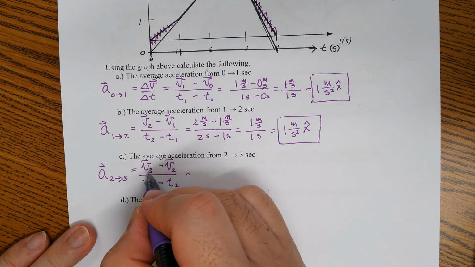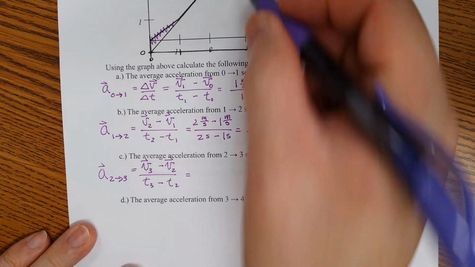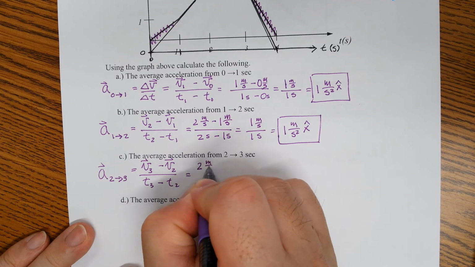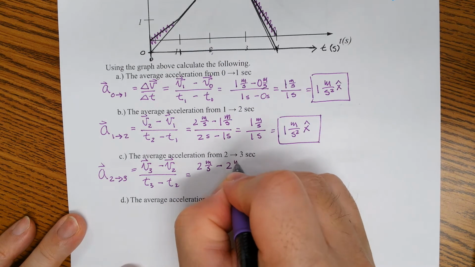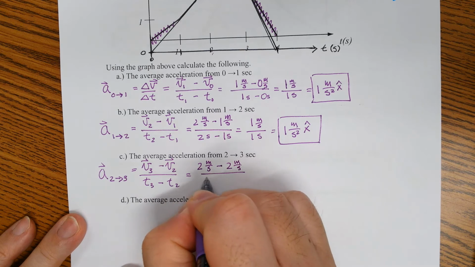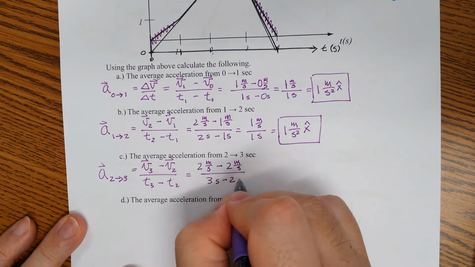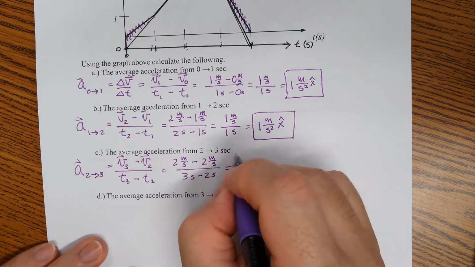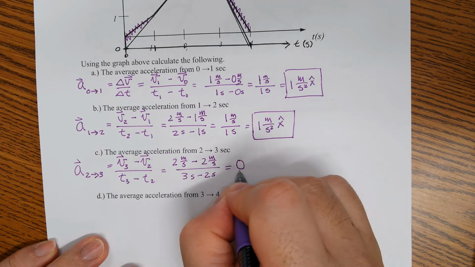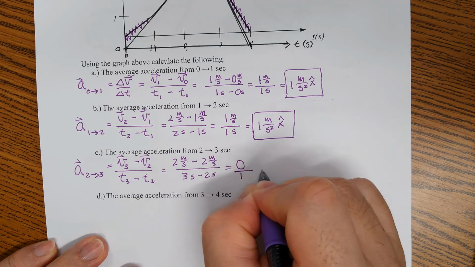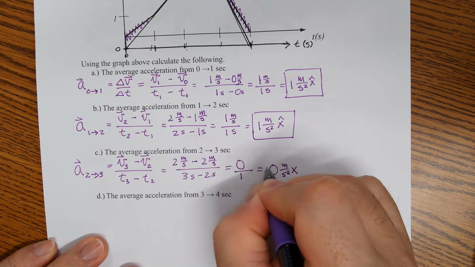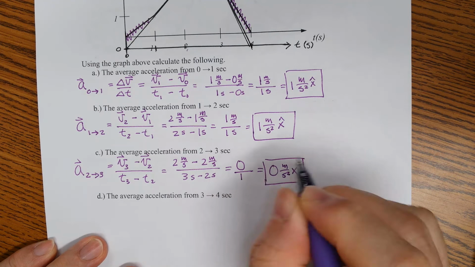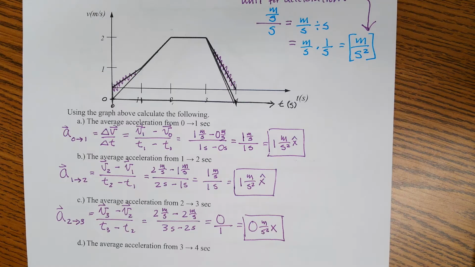So this one, V at 3 seconds is 2 meters per second minus V at 2 seconds, which is also 2 meters per second. Divide that by 3 seconds minus 2 seconds. That comes out to 0 over 1, therefore 0 meters per second squared. So there's no acceleration happening between 2 to 3 seconds because the slope is 0.